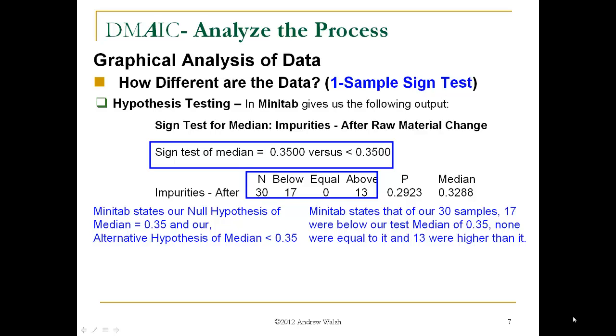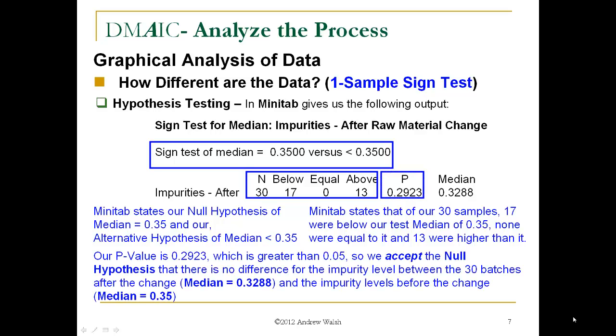Minitab then states that of our 30 samples, 17 were below our test median of 0.35, none were equal to it, and 13 were higher than it. Our p-value is 0.2923, which is greater than 0.05, so we accept the null hypothesis that there is no difference for the impurity level between the 30 batches after the change, since the median was equal to 0.3288, looks smaller, but it's not, and the impurity levels before the change, median 0.35. There's no real difference between these two.